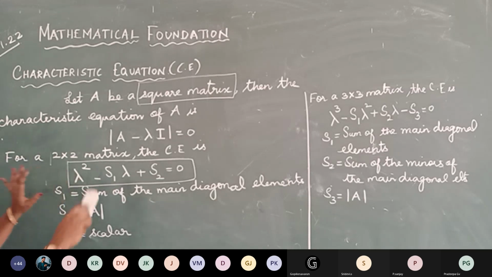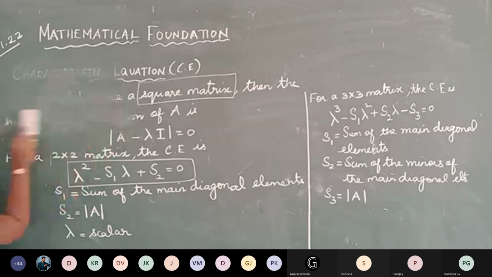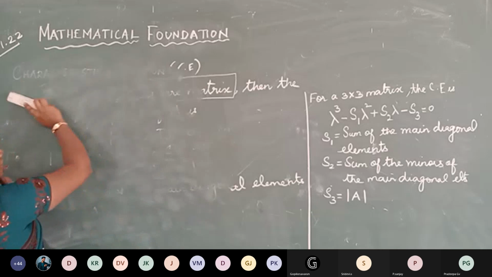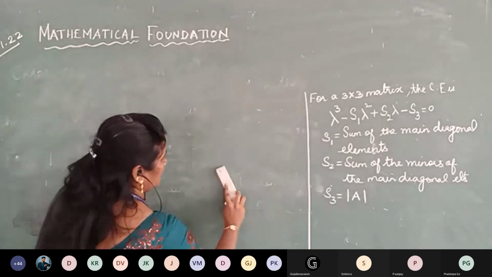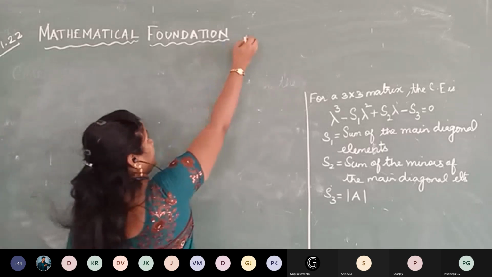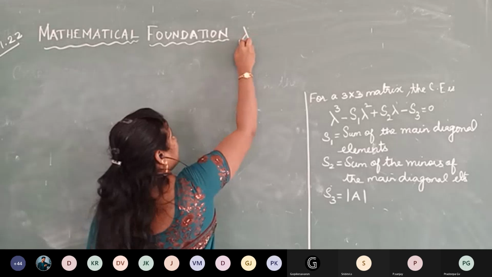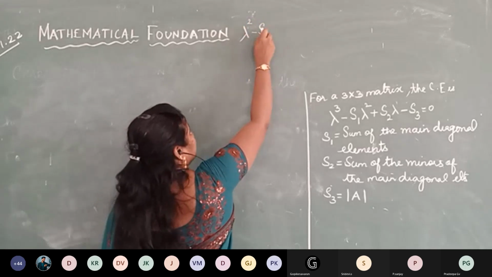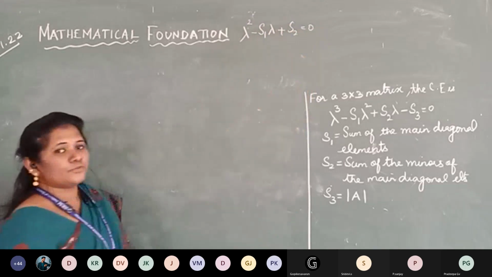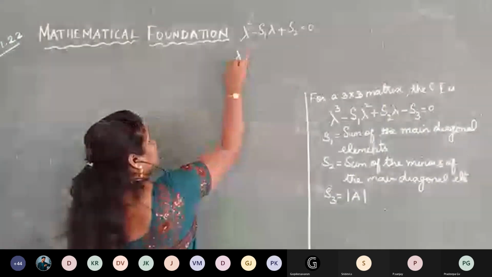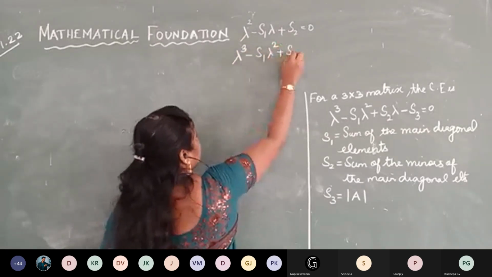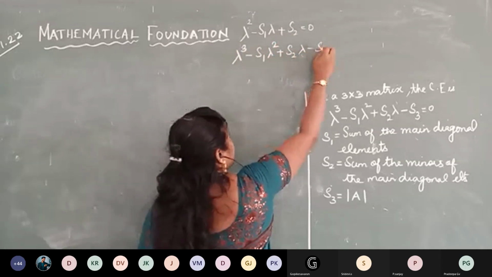I will rub it this side. So today we will be learning how to find out your characteristic equation. Everyone has to know your formula for your characteristic equation. I will write it on top and keep, okay? So for a 2 cross 2 matrix, it is lambda square minus S1 lambda plus S2 equal to 0. This is for a 2 cross 2 matrix. And for a 3 cross 3 matrix, lambda cube minus S1 lambda square plus S2 lambda minus S3 equal to 0.